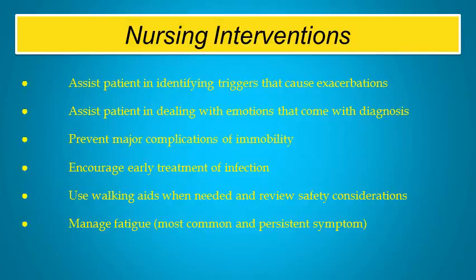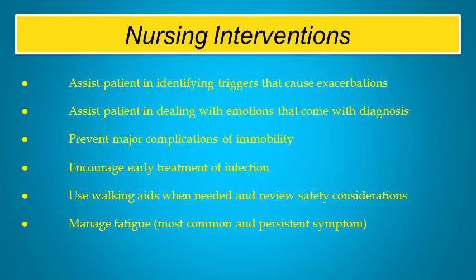Now for the nursing interventions. For those of you who are following, this can be found on page 1432. 1. Assist the patient in identifying triggers that cause exacerbations. Exacerbations of multiple sclerosis are triggered by infection, trauma, immunization, childbirth, stress, and also changes in climate. And these are different, as persons will respond differently to the triggers.